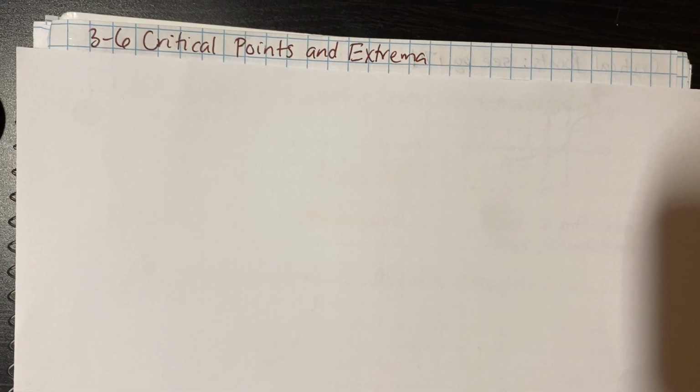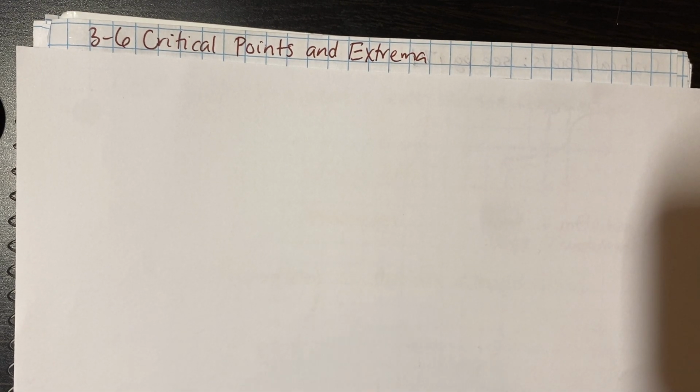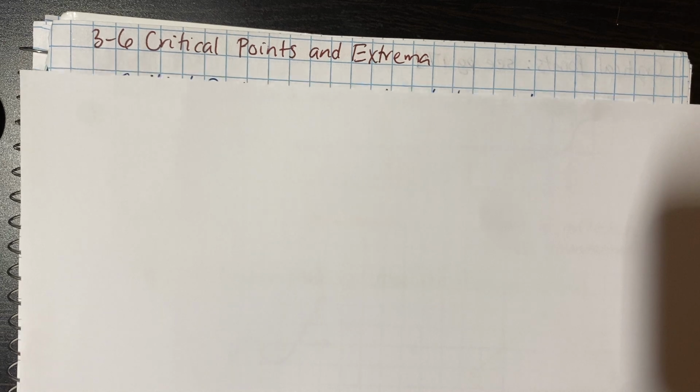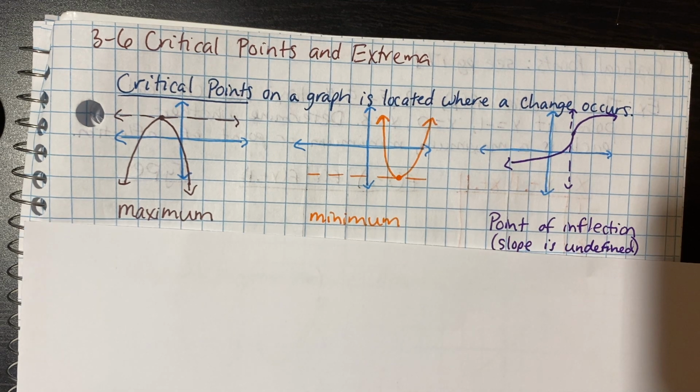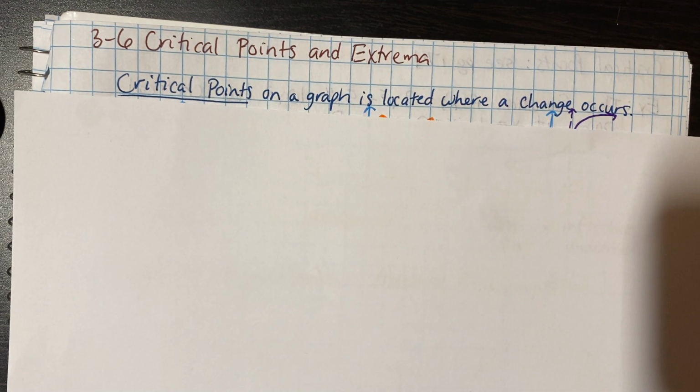3-6 critical points and extrema. Okay, so we're going to talk about more graphs. So a critical point on a graph is located where a change occurs on the graph.